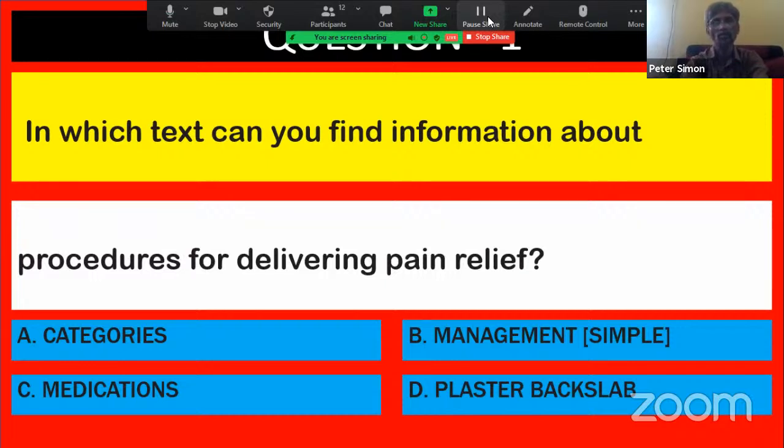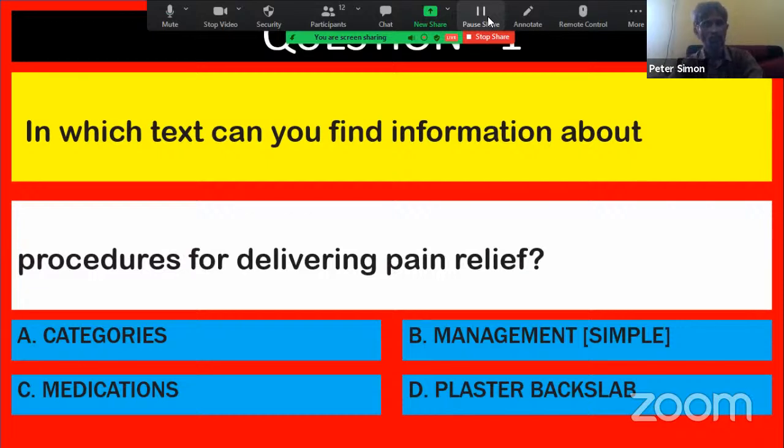Inductive method. No, this is deductive method. Sorry, deductive method. So both are applicable.